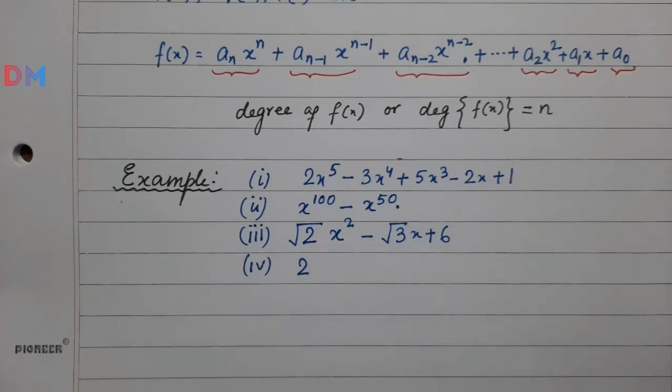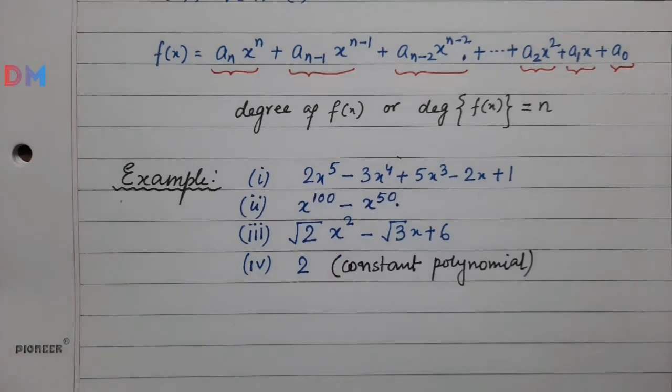Now our next example is 2. Wait, what? 2? Is it a polynomial? You might be thinking like this. Let me clarify this. This is a polynomial of one term. We can call this a monomial, since it has only one term. Mono means one. Poly means many. So we can call it a polynomial of one term, or a monomial, the fourth example. Or we can call this polynomial a constant polynomial.